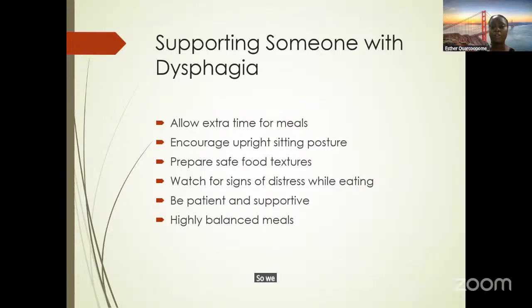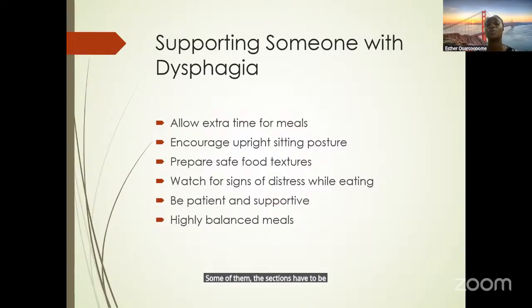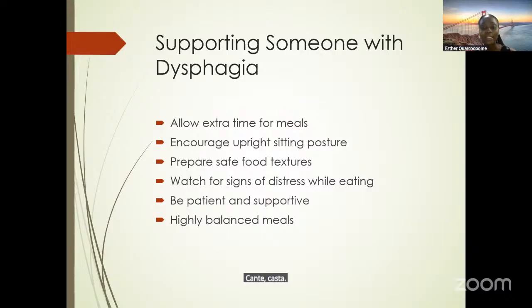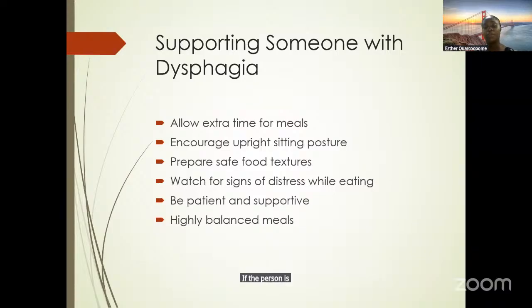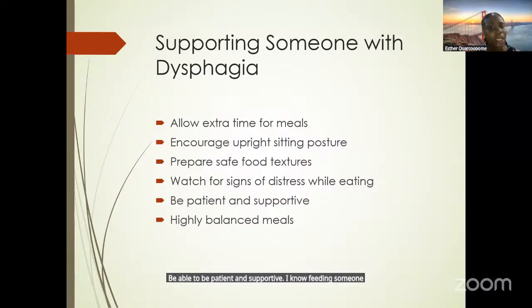If you are supporting people like that, you have to prepare food in different textures. Some of the textures have to be thick enough to be able to swallow. Textures like cocoa, awuza cocoa, corn porridge, and then they can take custard or brown oats. And we have to watch out for stress whenever we are feeding the person. If the person is distressed, they don't feel like eating, so we have to be vigilant and alert as caregivers. We have to be patient and supportive. I know feeding someone is not easy.